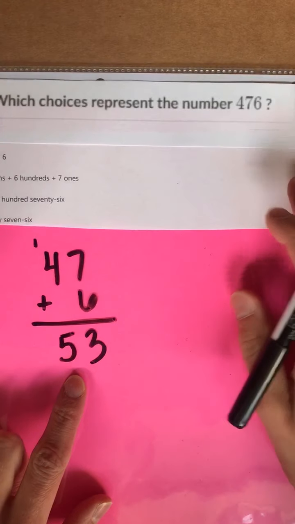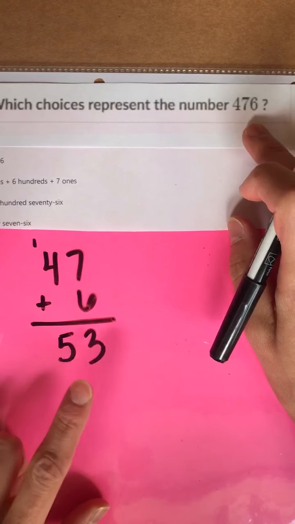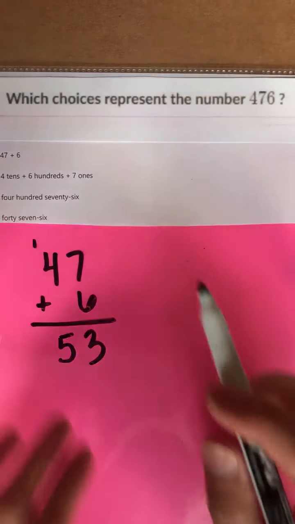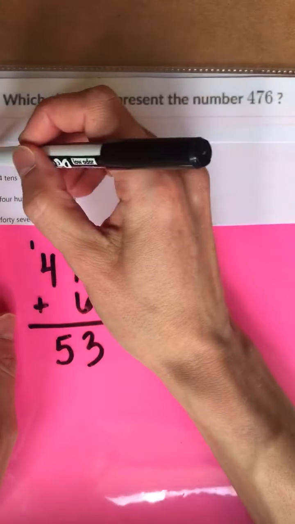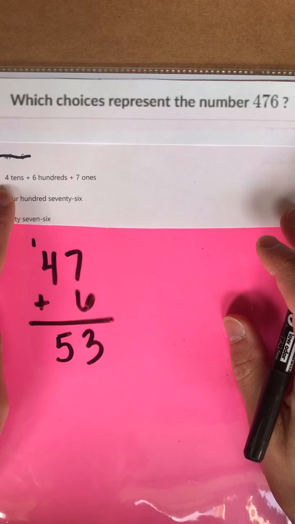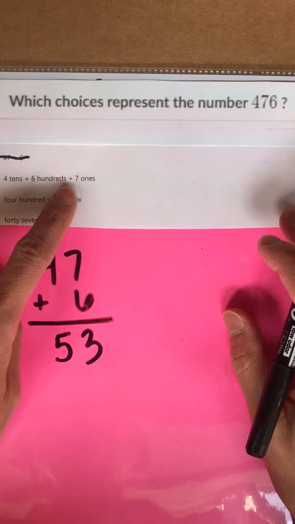So does 53 represent 476? Are these the same? Very good. They're not. So you would cross this one out. Excellent. Let's take a look at this number. It says 4 tens plus 6 hundreds plus 7 ones.